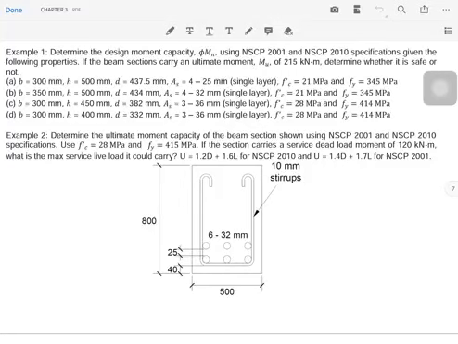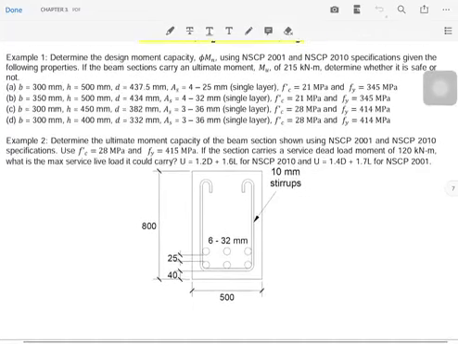mm, then total height of 500 mm, then d is 437.5 mm. Then As is four 25 mm bars in a single layer. Then f'c is 21 MPa. Then fy is 345 MPa.